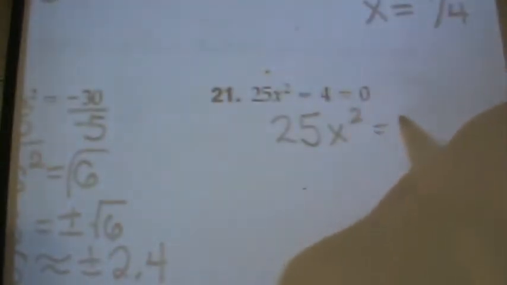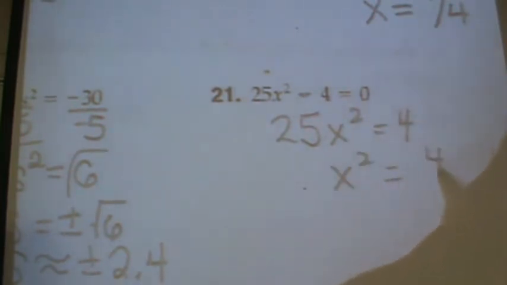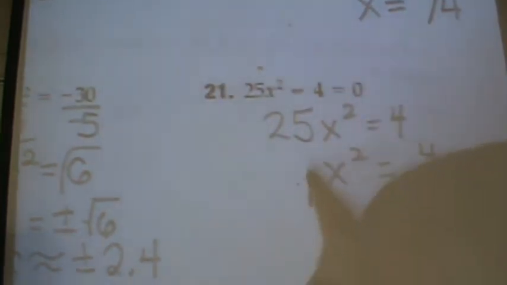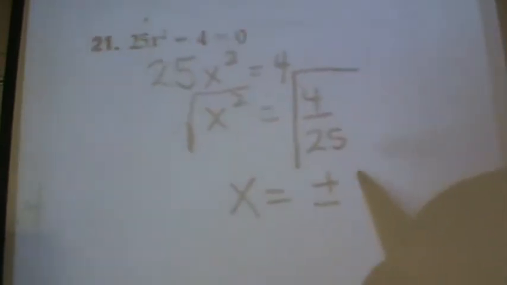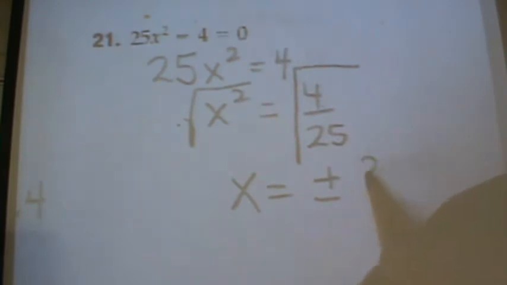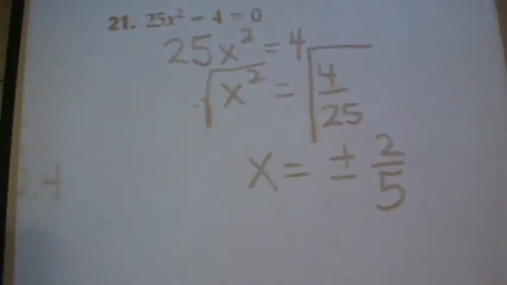Okay, and the last one, tell me what to do here. Add 4 first to get rid of that, then divide by 25. Then what? Root both sides. So plus or minus what? 2/5. So you don't have to give me an estimated answer, it's plus or minus 2/5.